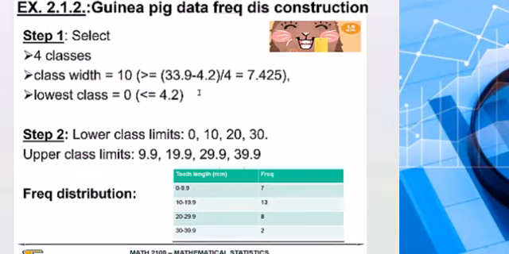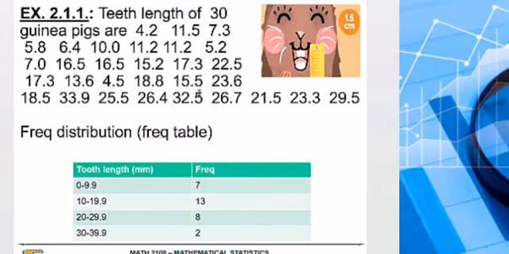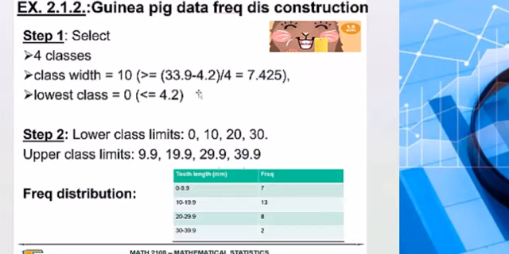So let's look at how this table is actually constructed from the given big data table here. Here we choose 4 classes. We choose the class width to be 10. Why do we choose this number? Because we see that the maximum of the disk length and quality data set is 33.9, which is this value, and the minimum is 4.2 here. Divide by 4, which is the number of classes, and you get 7.425.